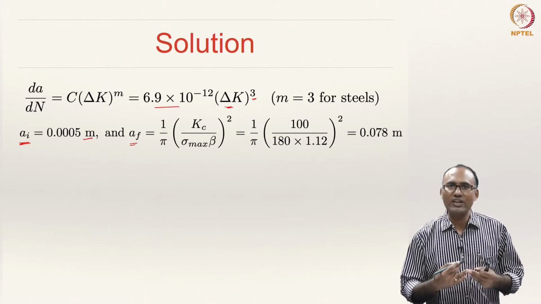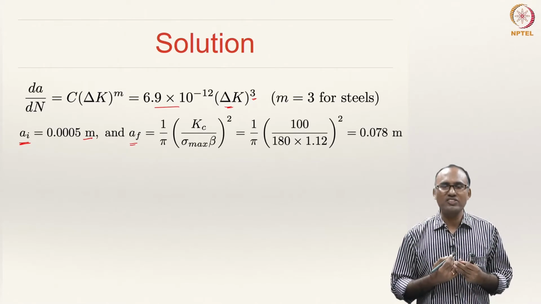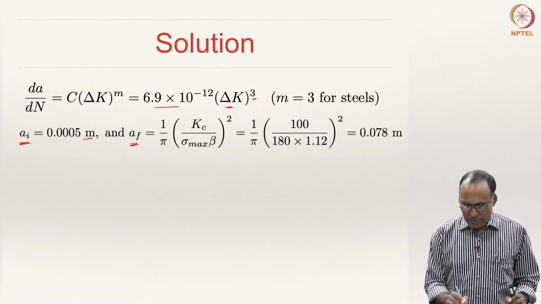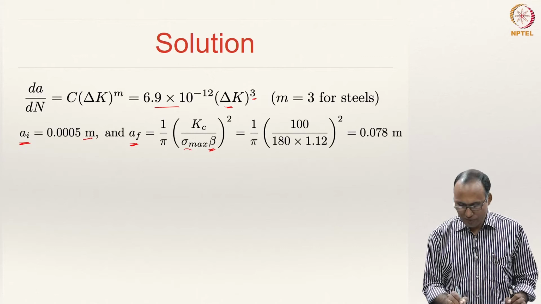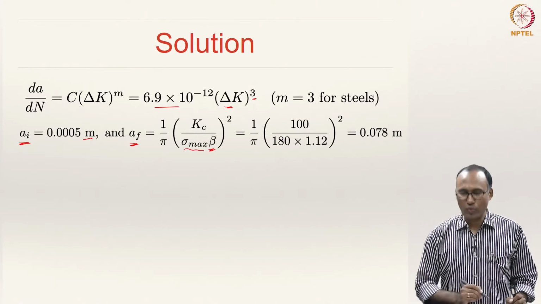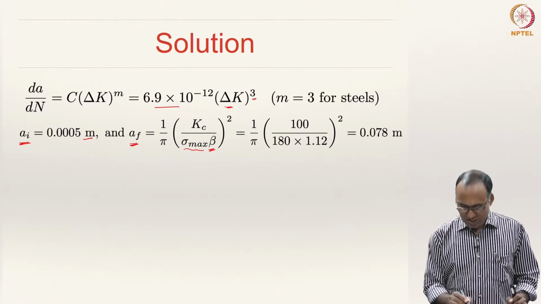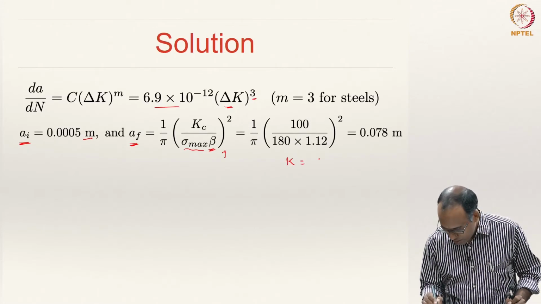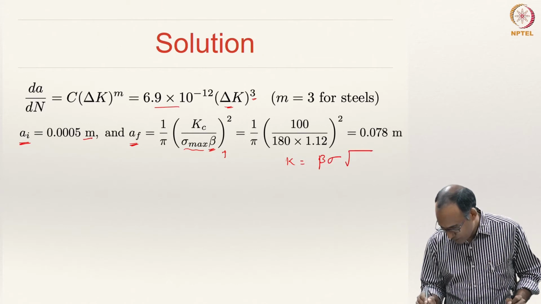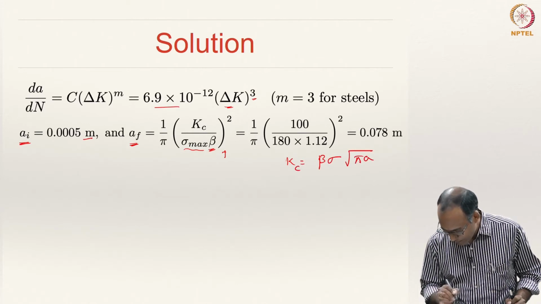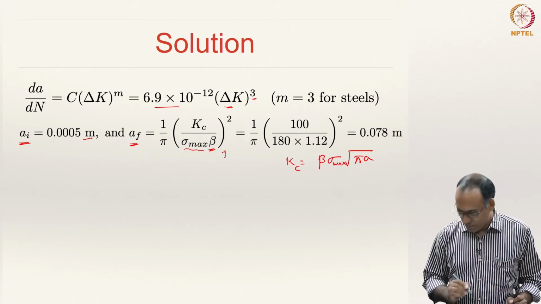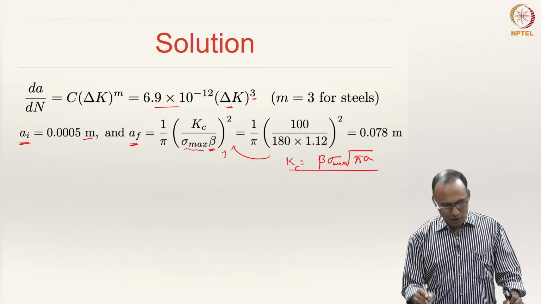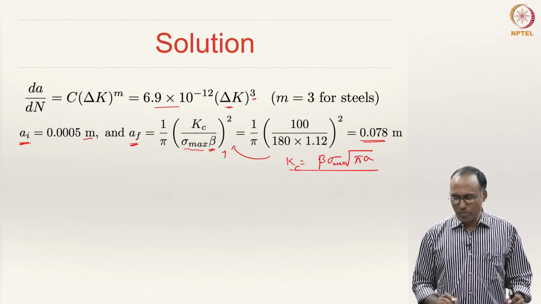Fracture happens when the stress intensity factor reaches the fracture toughness. So, the final crack length is equal to Kc by sigma max beta, the whole squared, right? This is coming from K equal to beta times sigma root pi a. When this becomes Kc, then this stress should become sigma max. So, using that equation, we have figured out that the final crack length should be 0.078 mm.